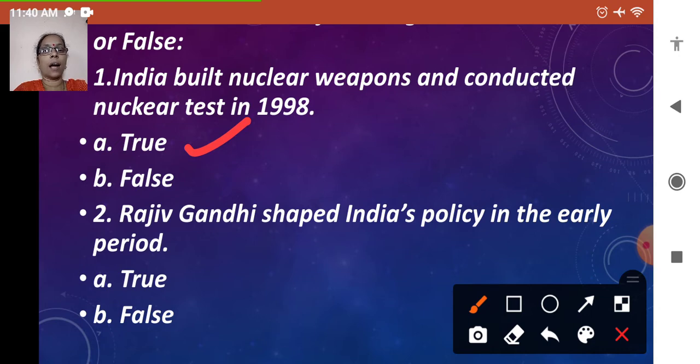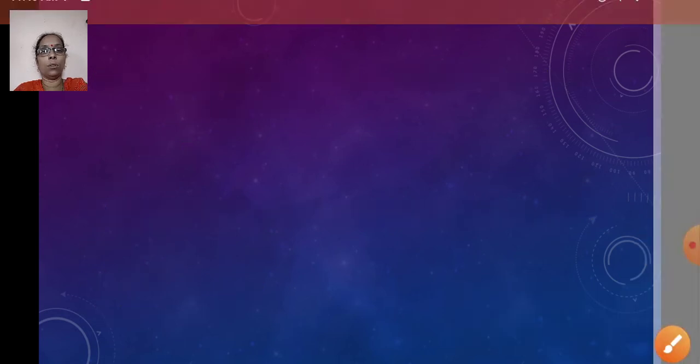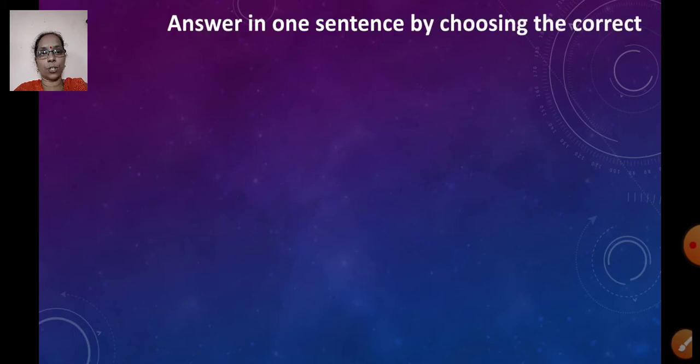Second one, Rajiv Gandhi shaped India's policy in the early period. Is it true or false? Yes, children? Yes, it is false. It was Pandit Jawaharlal Nehru who shaped India's foreign policy. Okay. Now, you will have your next question.